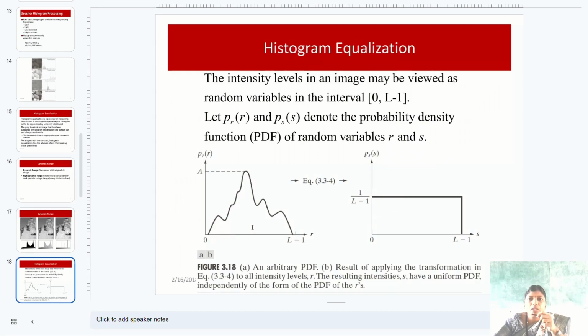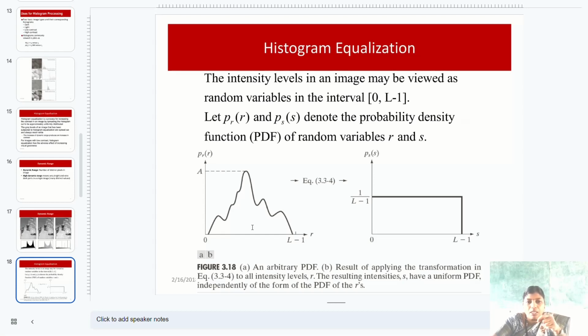So histogram equalization is nothing but it is viewed as a random variable in the interval of 0 to L minus 1. The probability levels are identified with the help of the probability density function, or PDF, of the random variables r and s. If you use r and s as random variables, p of r and p of s will be taken into account for your calculation of the uniform form independently of your PDF. PDF is nothing but probability density function.